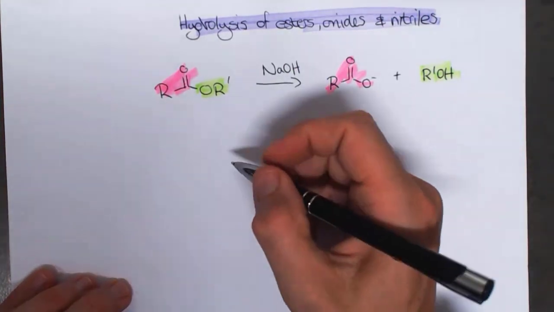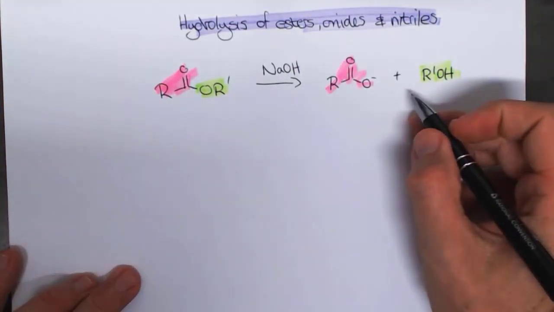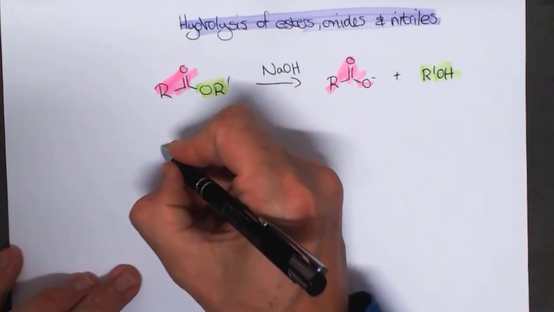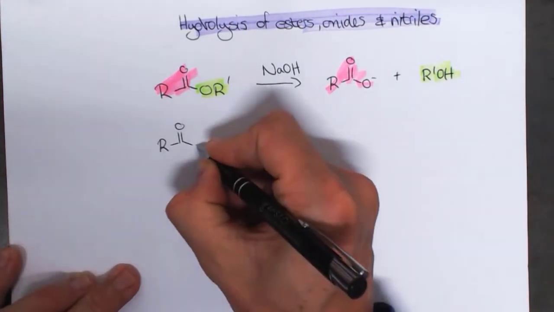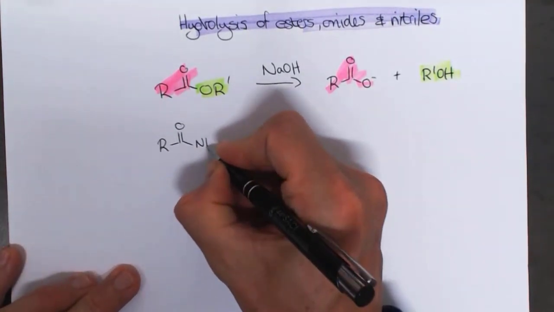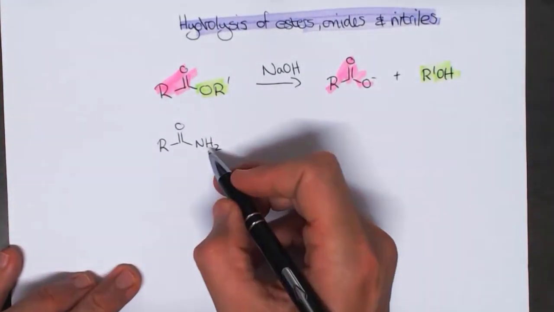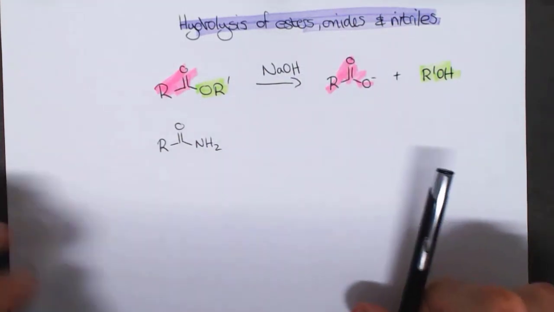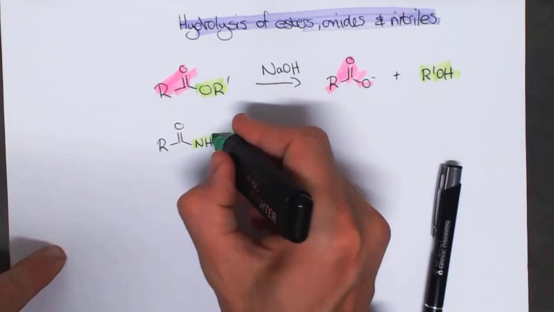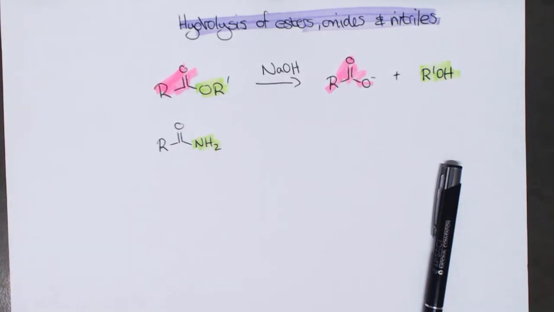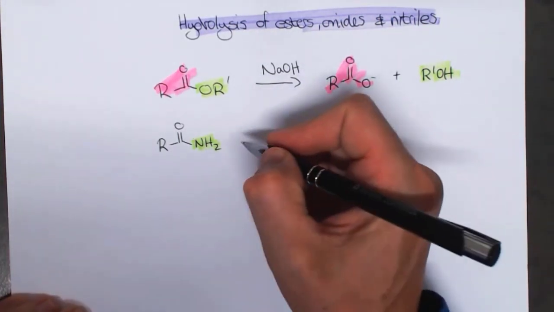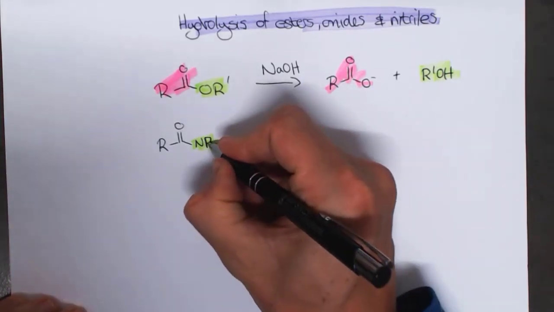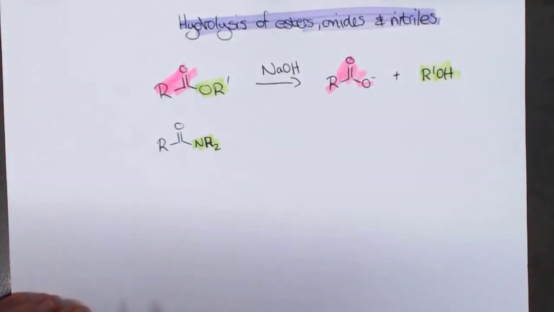I'm not going to do the mechanisms in any detail now, but you can certainly look in your textbook. But we also need to look at what happens when we have an amide. I'm just going to take a very simple example, a primary amide. Instead of the OR over there, we have an NH2. Now, it might not be an NH2. It could actually be some R groups, so I'll change that H into two different R groups.